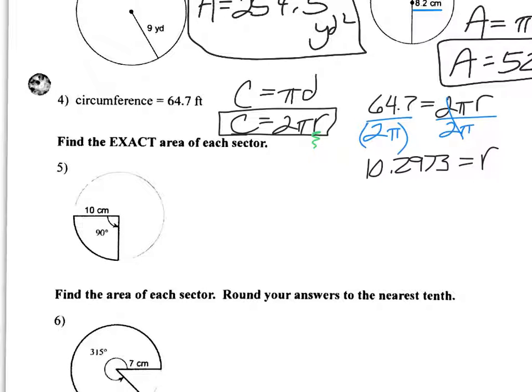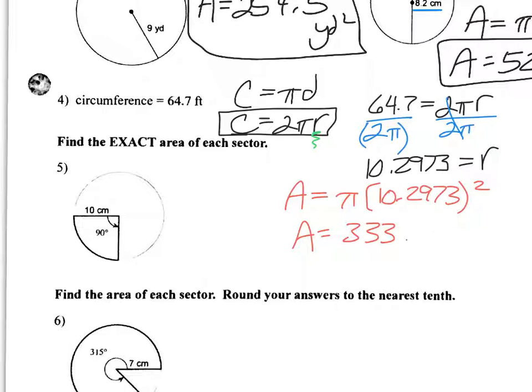Now I'm going to find area. Area is pi r squared, 10.2973 squared. So I type that in on the calculator. So pi times parentheses 10.2973 squared. And then that gives me 333.1. And that was feet squared. Okay, so don't round to the nearest tenth until after you have finished the whole problem. So again, if you go 4 decimal places here, you should be pretty safe.